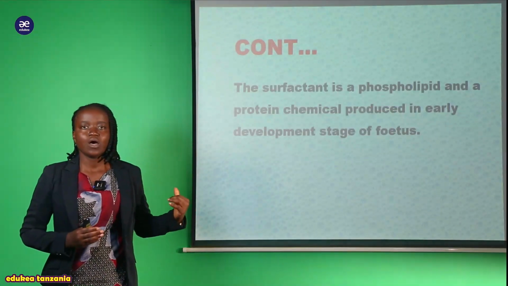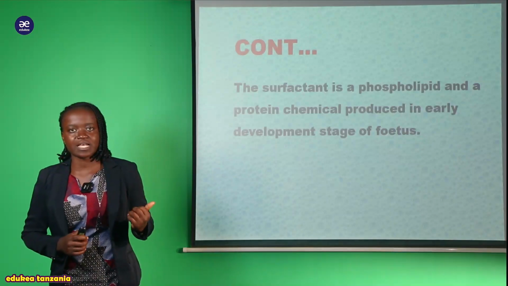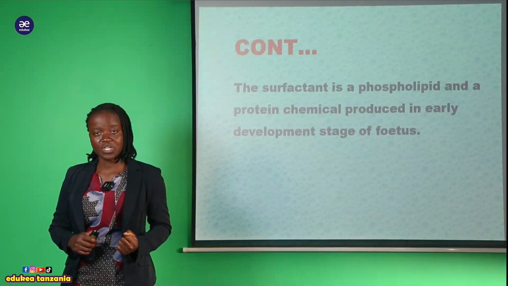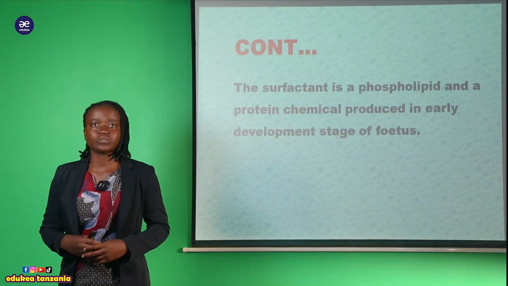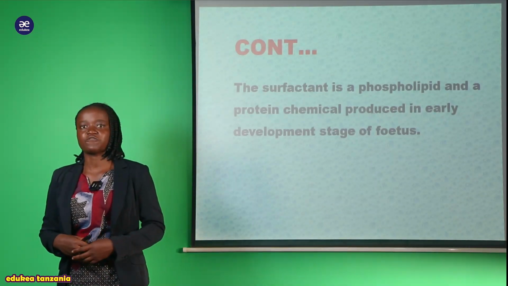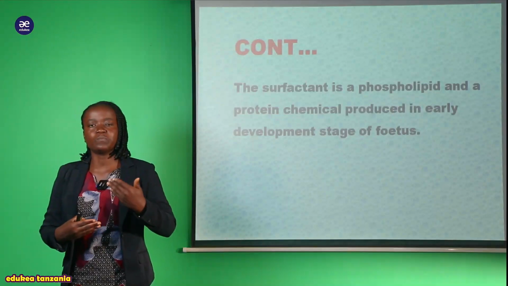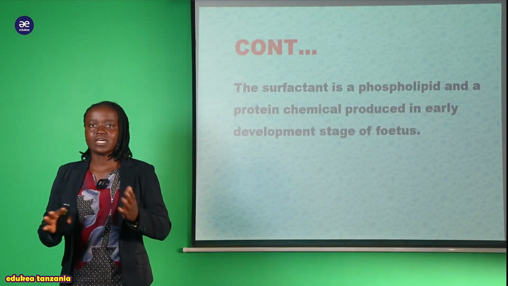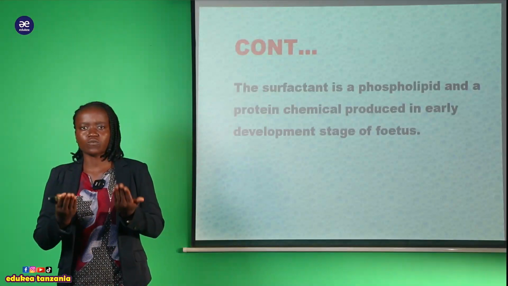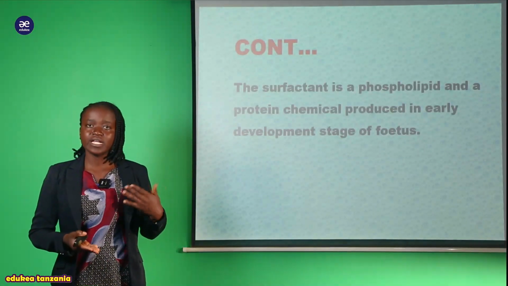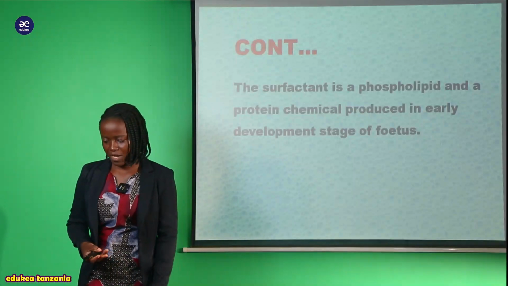So tunasema kwamba kuna uwepo mkubwa sana wa hizi chemicals, for example phospholipid together with the protein chemicals which help now to produce this structure which is called the surfactant that might help the organism or newborn child in the environment now waweze kuelewa haya mazingira ya nje ya kuvuta hewa na kutoa hewa. Ile yote inasababishwa na hii structure ambayo inaitwa surfactant.